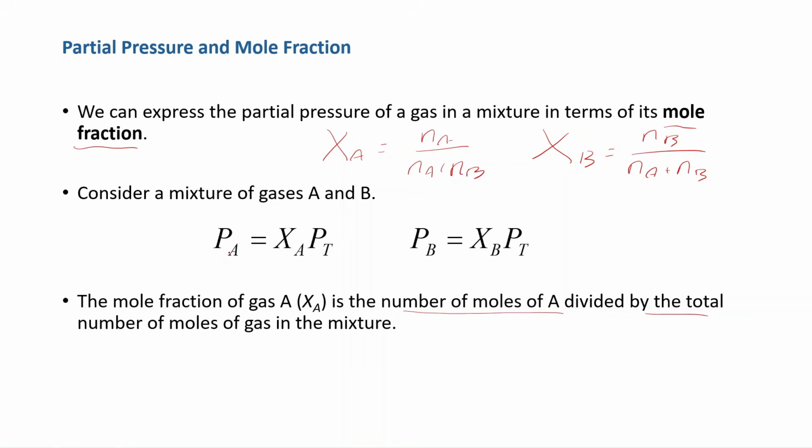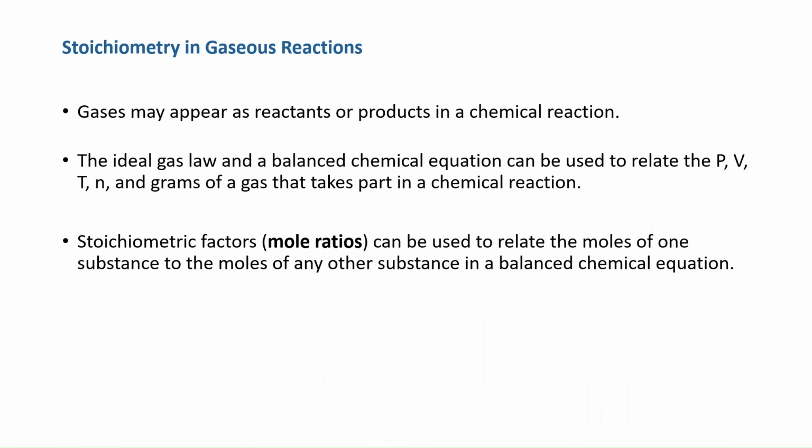And now you can say that the partial pressure of A is going to be the mole fraction of A times the total pressure, and the partial pressure of B is the mole fraction of B times the total pressure. No different from what I was saying when I was talking about percentages, just a different way of expressing the composition. We can use gases in stoichiometry. It really makes no difference. There can be reactants, there can be products. It all boils down to the same thing we did with the stoichiometry.